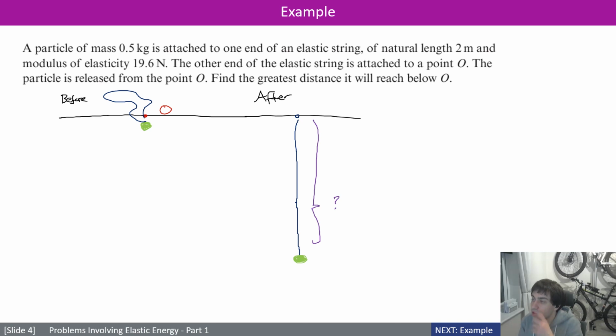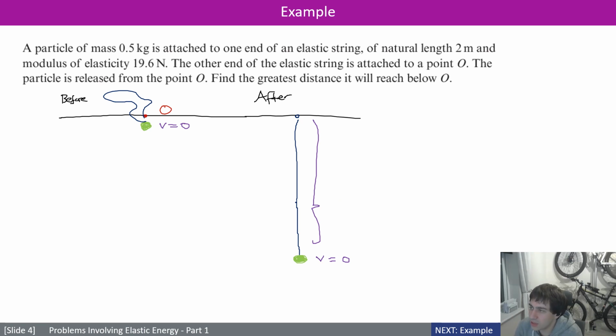So first of all, we're going to think about what's going on with the velocities. At this point here, the velocity is 0 in the before, because it's dropped from rest, and at this point here, the velocity is also 0, right? Because at the point at which it reaches a maximum displacement, the velocity is 0, much like if you throw something in the air, the greatest height that it reaches will be associated with a velocity of 0. So that we get for free, the velocity is 0.